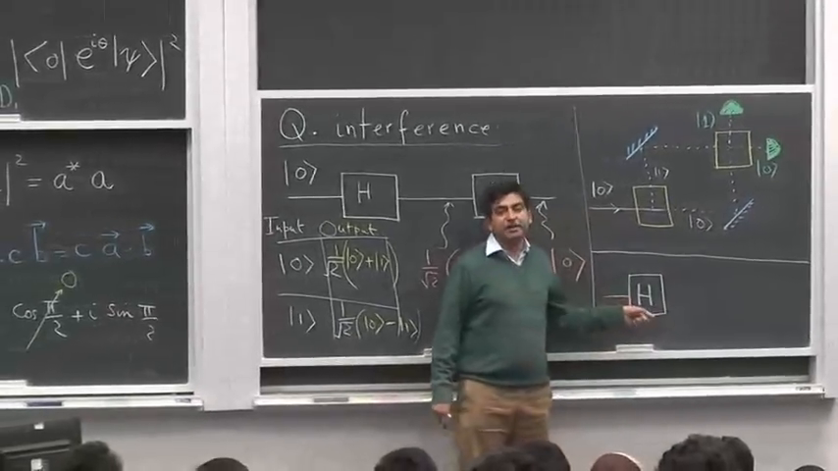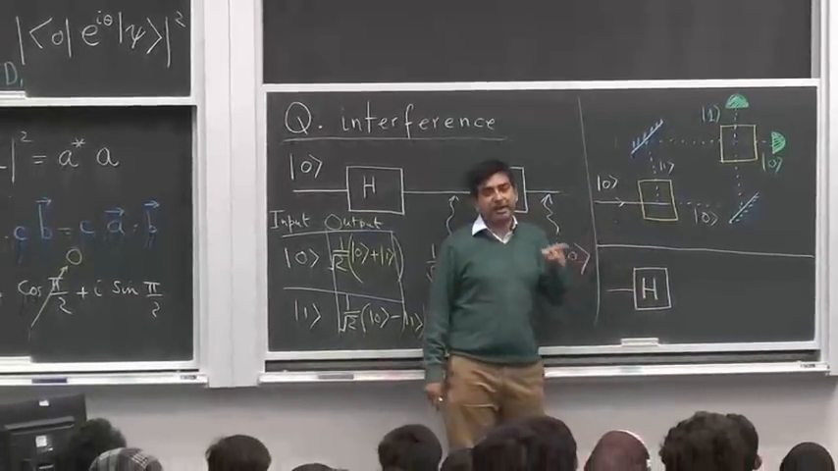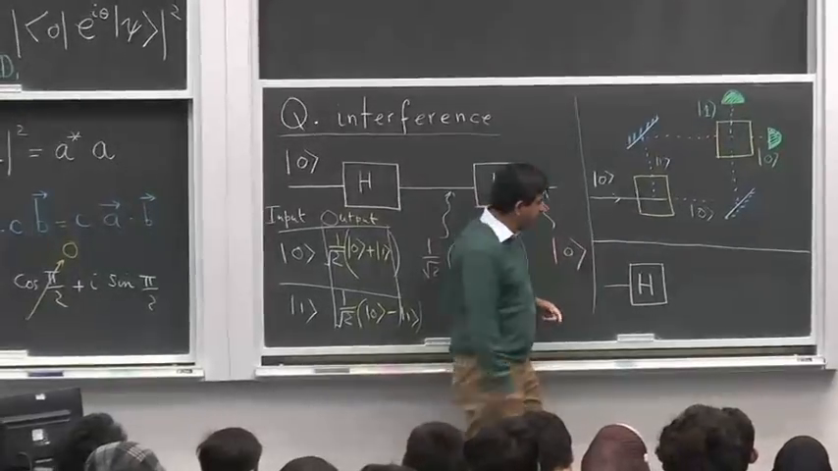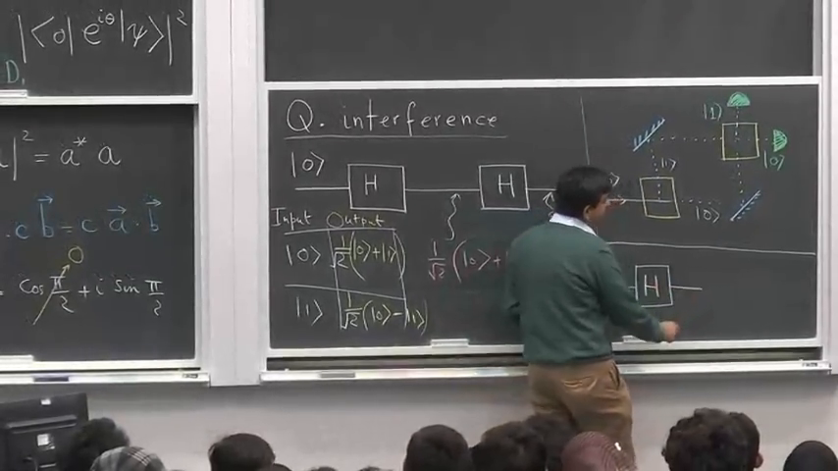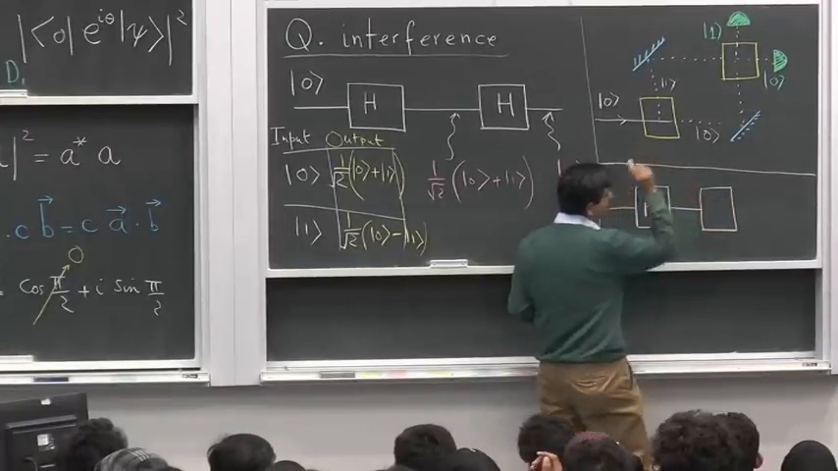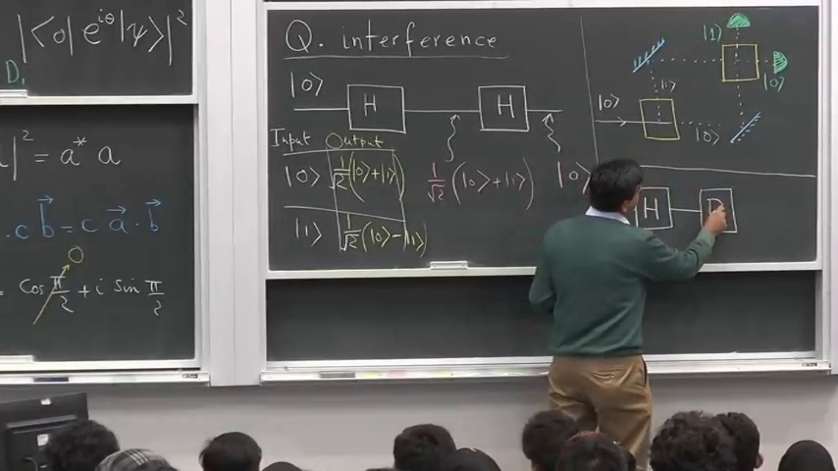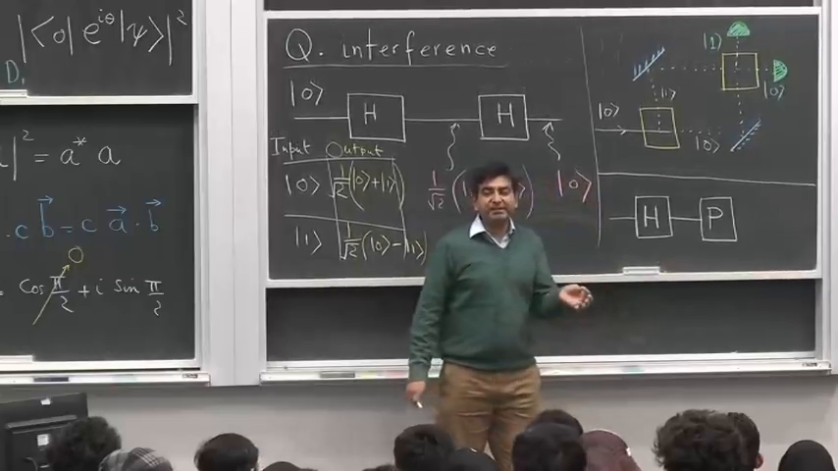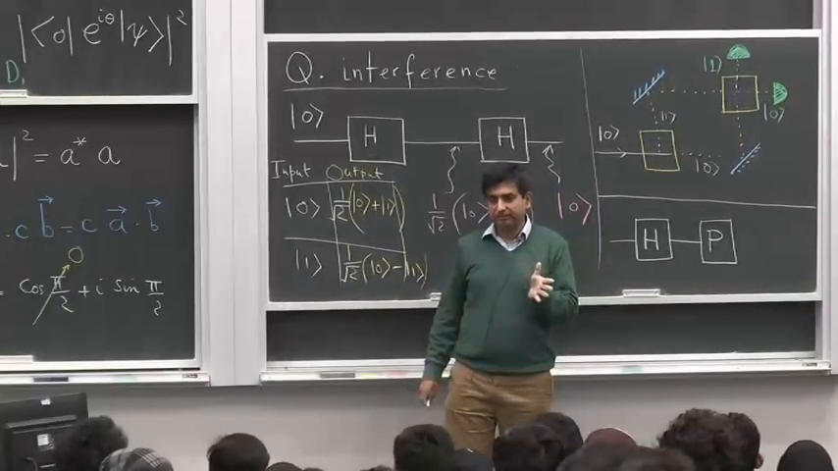So this is a Hadamard gate. It's physically implemented by a beam splitter in this particular case. Now what I do, I put another gate in between. Let's label this gate by P. P stands for a phase gate. Okay?